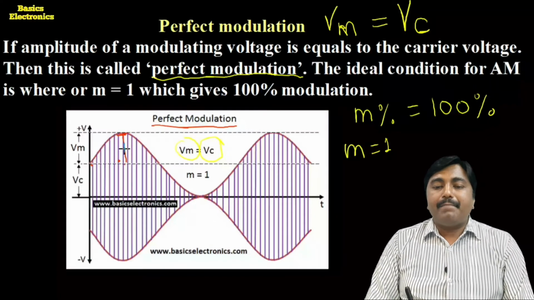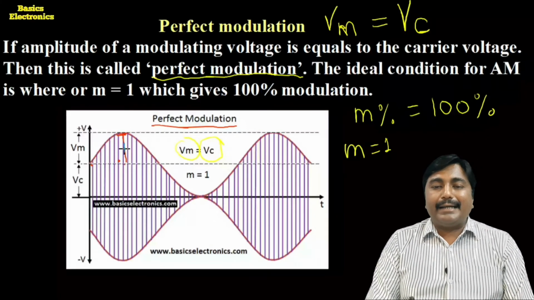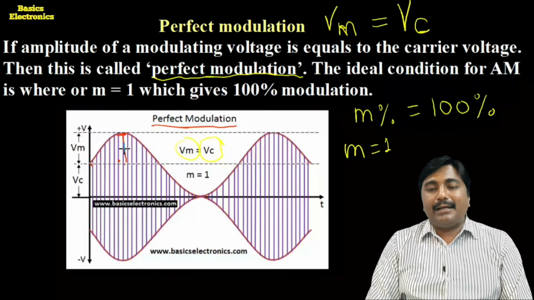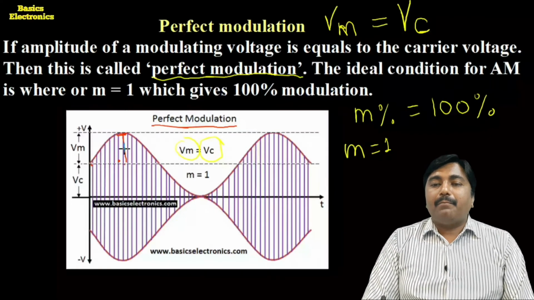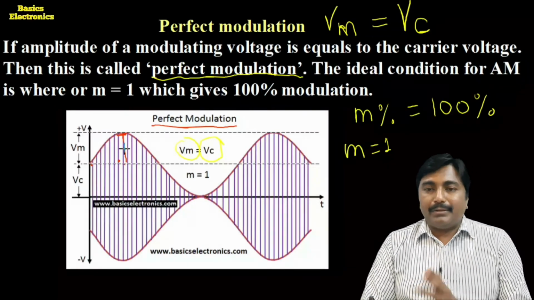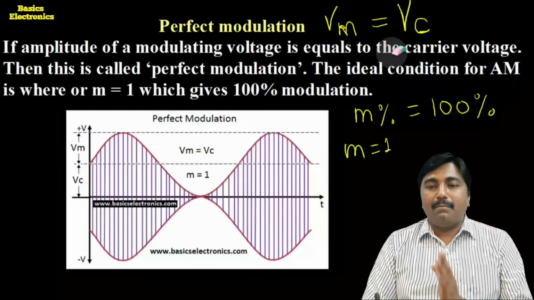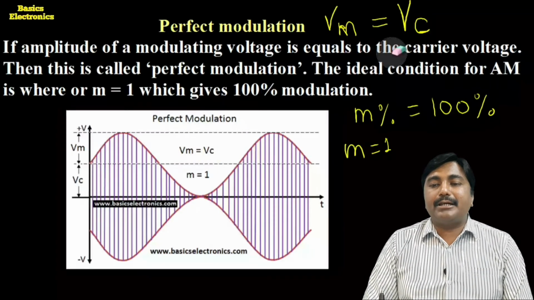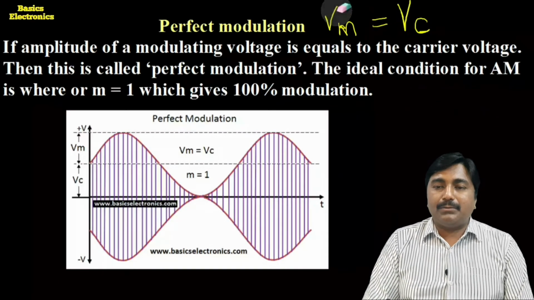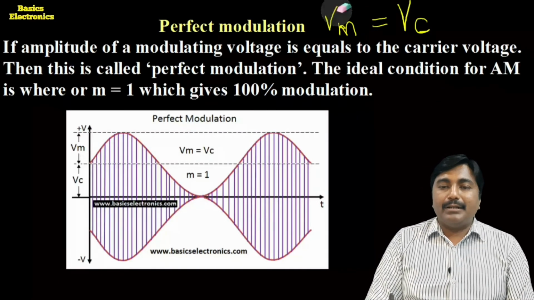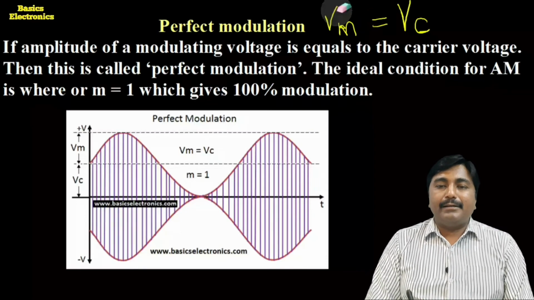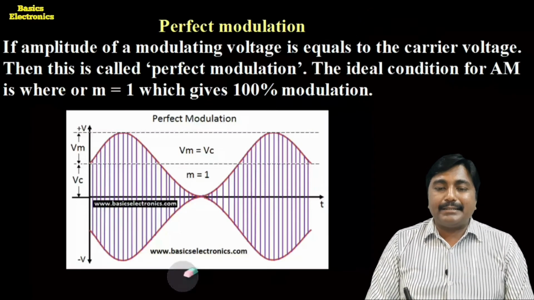When we do the modulation, if the modulating signal's peak voltage is equal to the carrier signal's peak voltage, then we call it perfect modulation. In perfect modulation, the modulation percentage equals 100 and the modulation index m equals 1. So here the perfect modulation is desired.